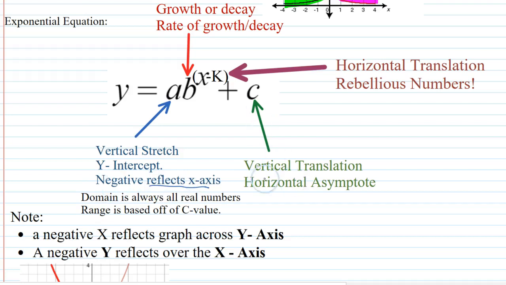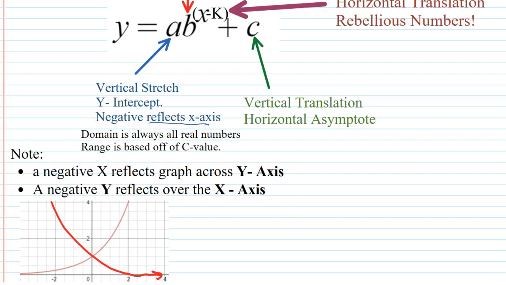The c at the end is our vertical translation. This should look familiar. The c at the end moves it up and down. The k on the inside moves it left and right. That's our horizontal translation. Now remember your rebellious numbers. If you have a negative k, that means you're going to move to the right. And if you have a positive k, that means you're going to move to the left.